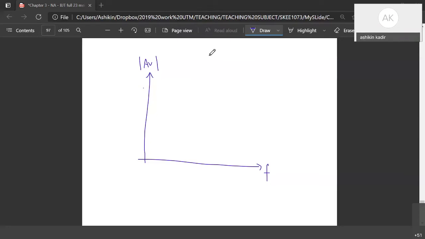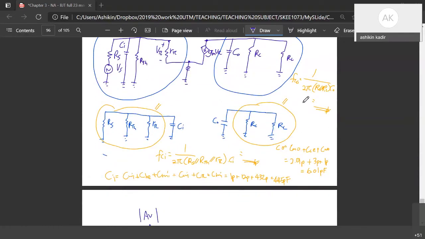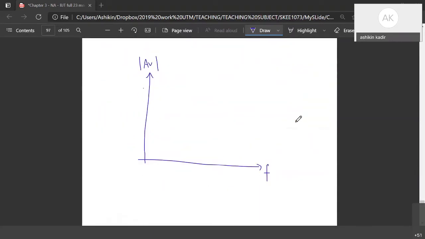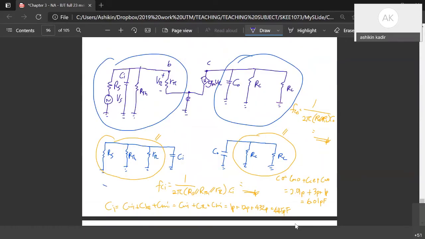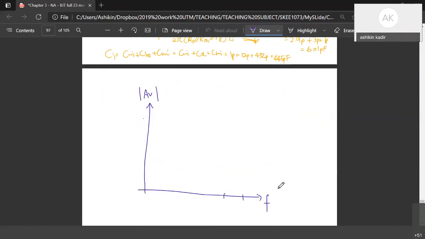So just now we already determined two high frequencies for FH. From this circuit, we get FCI and also FCO. So these two frequencies. All right, so for all of your results, it doesn't matter how much your F is. How much is your FCI and FCO? You have two values during the high frequency analysis.